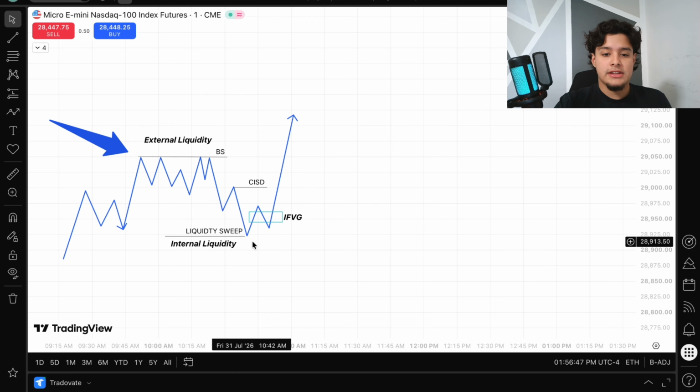Now, after making this liquidity sweep, we're going to come back up and then come back down. Very important, you notice we're not coming back down here to make another new low. We're actually staying probably within a fair value gap right here.